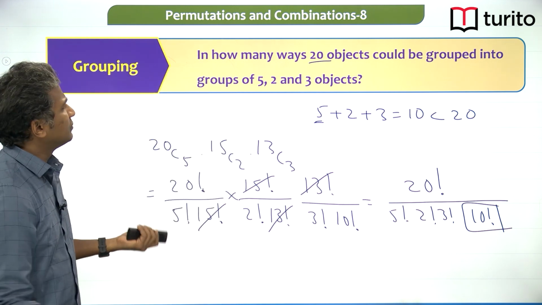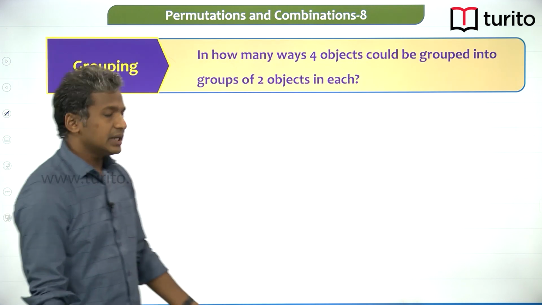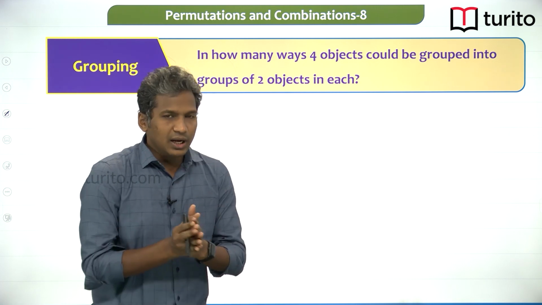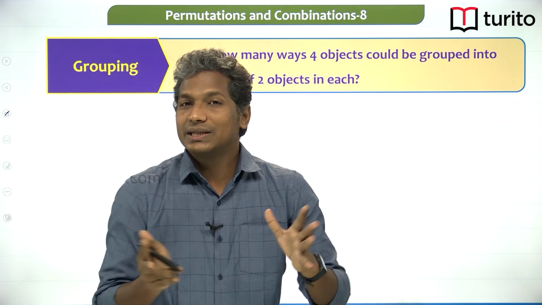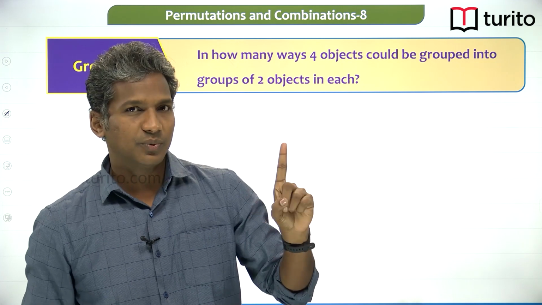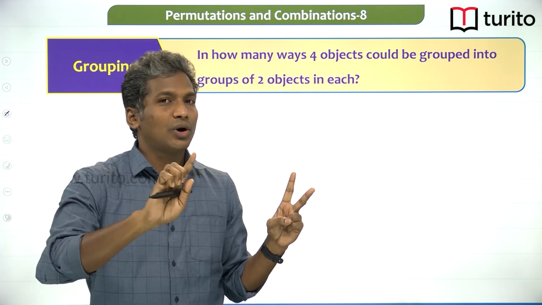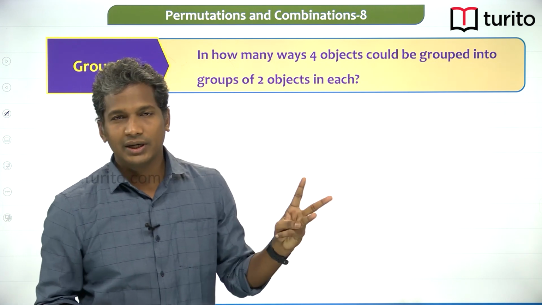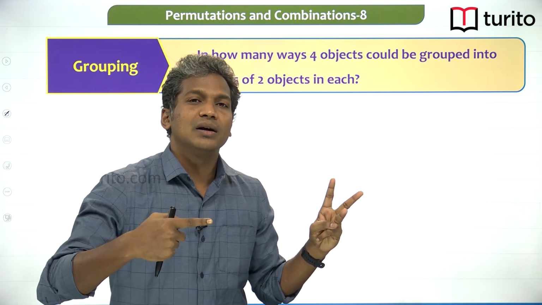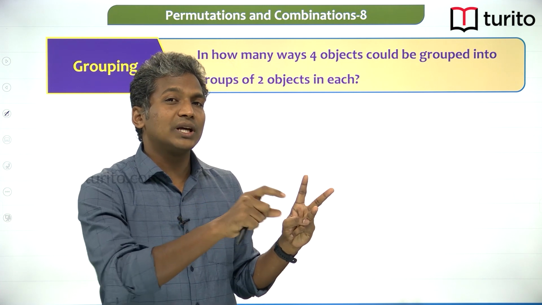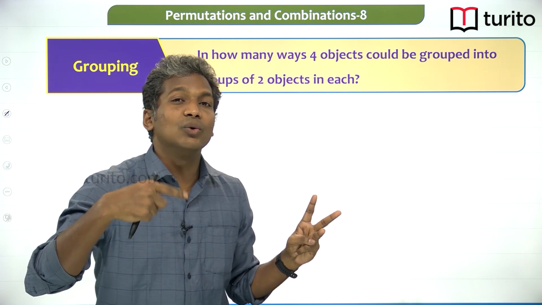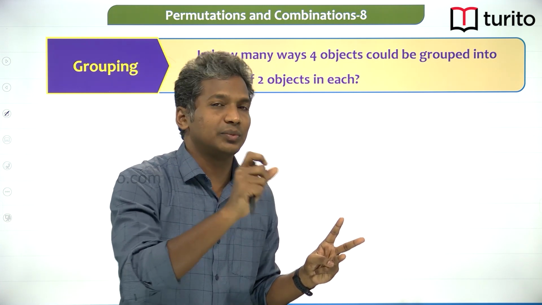Okay. Now, let's take a different question. So, till now we have understood that grouping is nothing but selection, right? First point. Second point, while grouping, order of grouping is not important. Now, third point, when we are using the formula, there could be one extra factorial which is coming because of the unknowingly indirect group that is being formed, right?